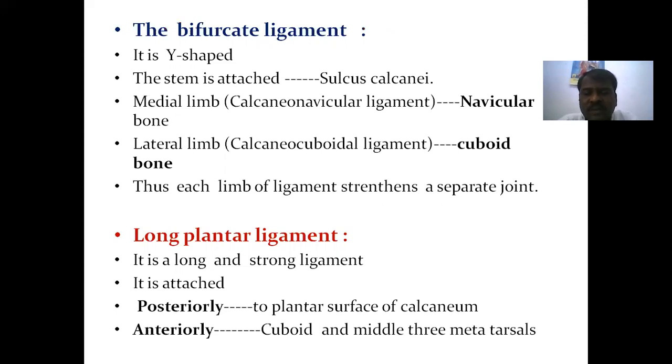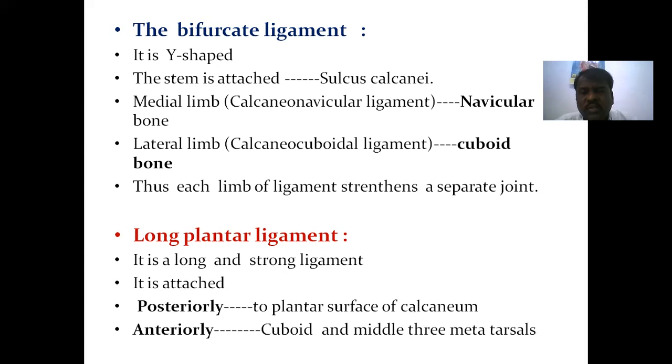Next, not only this, the long plantar ligament. It is a long and strong ligament just above the plantar aponeurosis. After removing the plantar aponeurosis, we can identify this long plantar ligament. Posteriorly, it is attached to the plantar surface of the calcaneum. Anteriorly, it attaches to the cuboid and the medial three metatarsal bones. It is a long and strong ligament, and also helps in the formation of the longitudinal arch of the foot.